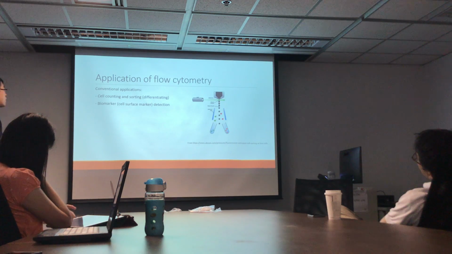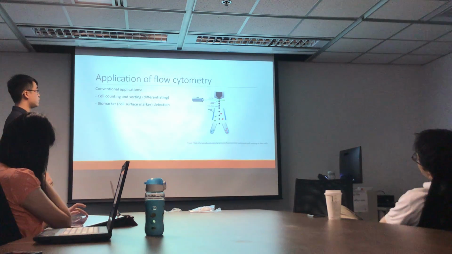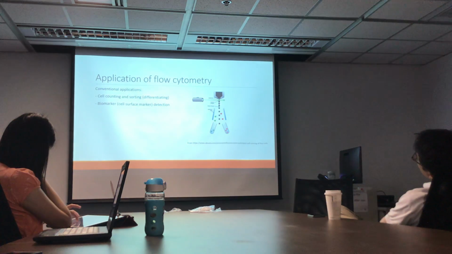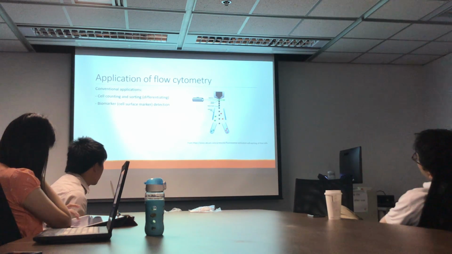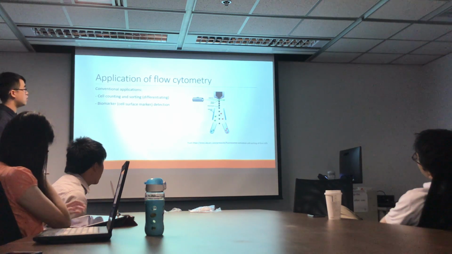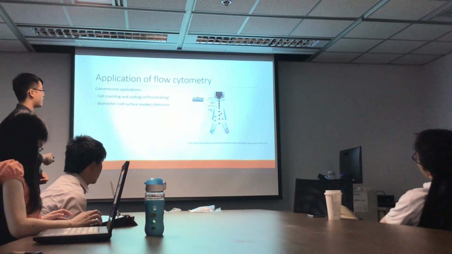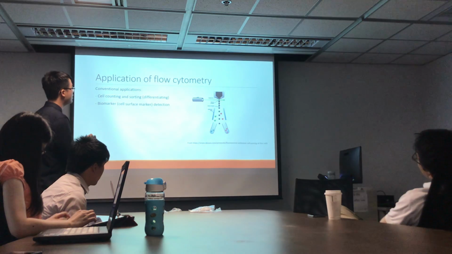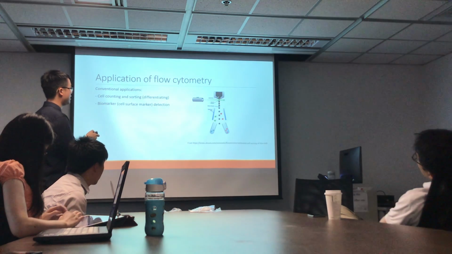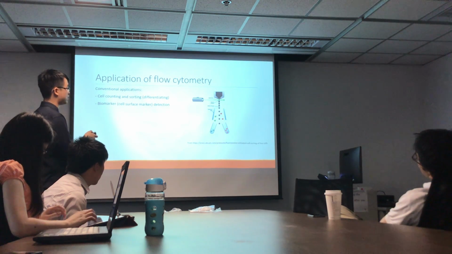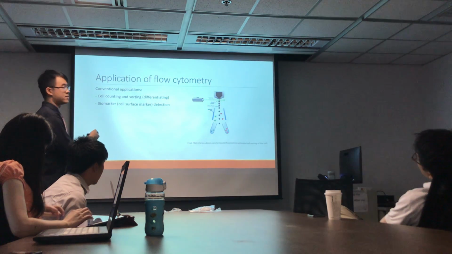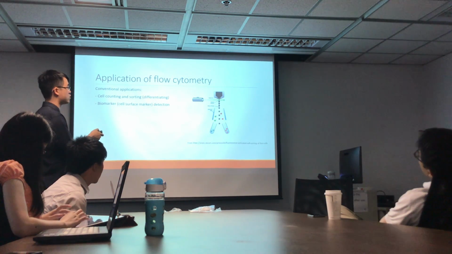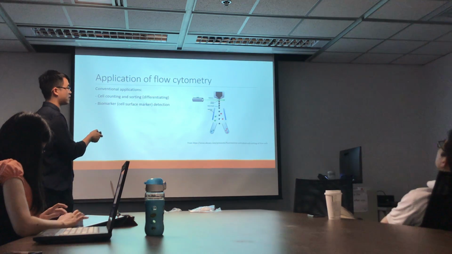Moving on, we're going to talk about the applications of flow cytometry. The conventional applications include cell counting and sorting, as well as biomarker detection. After they are interrogated by a laser, the cells come out as droplets, and they pass deflection plates which can sort the droplets by giving them a charge.